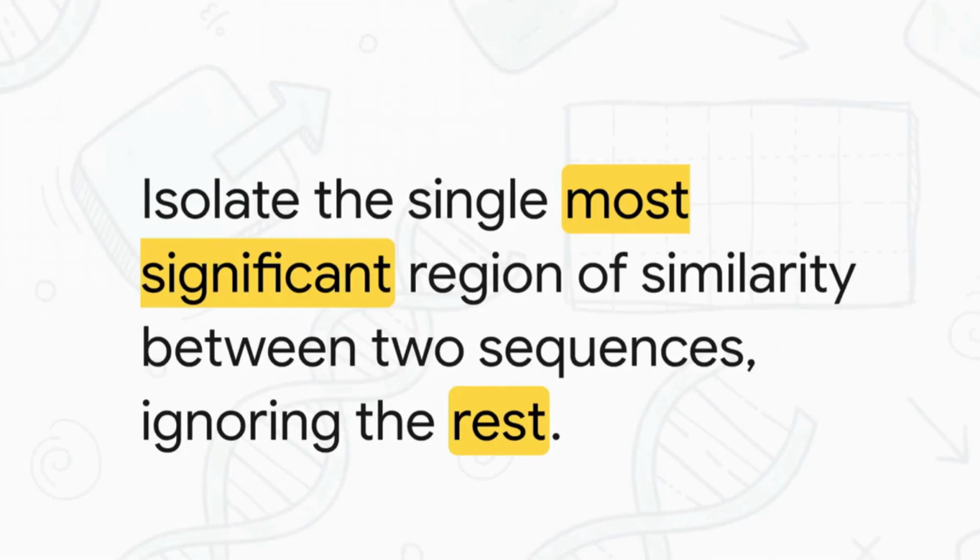So let's wrap it all up. At the end of the day, the Smith-Waterman algorithm is all about one thing, finding that single best patch of similarity. It's designed to find the signal in the noise. It finds that one critical island of meaning in a huge ocean of DNA. And that's why it's so incredibly important.